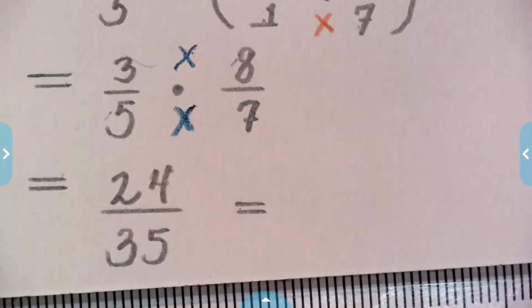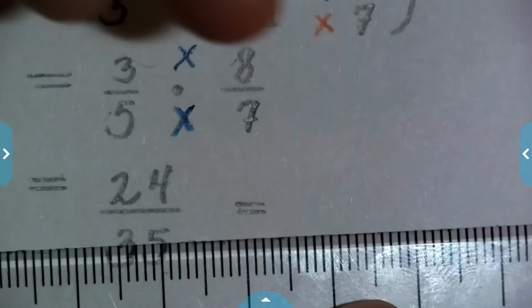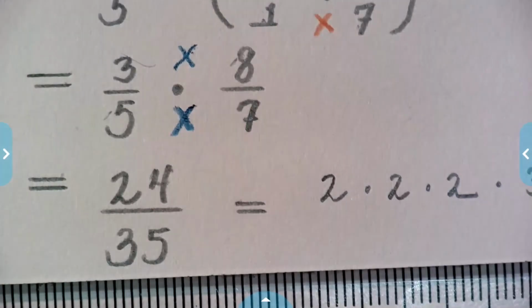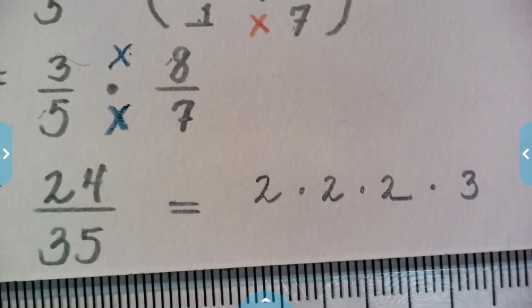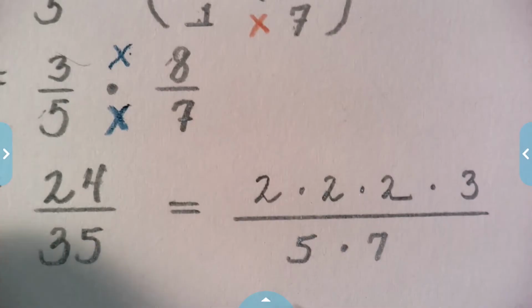If I were to prime factor 24, think about what multiplies to be 24. People say 2 times 12. And what's 12? 2 times 6. What's 6? 2 times 3. So I've got 2 times 2 times 2 times 3. Okay, that's the prime factorization of 24 over the prime factorization of 35, which is just 5 times 7. They're all primes. Everything there is prime.